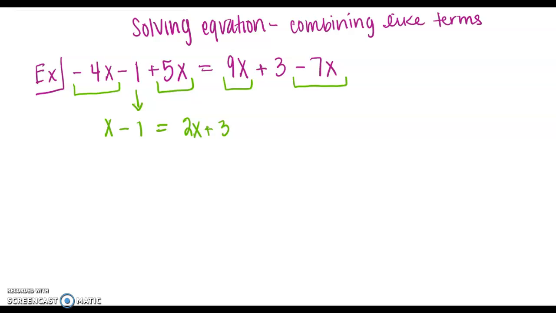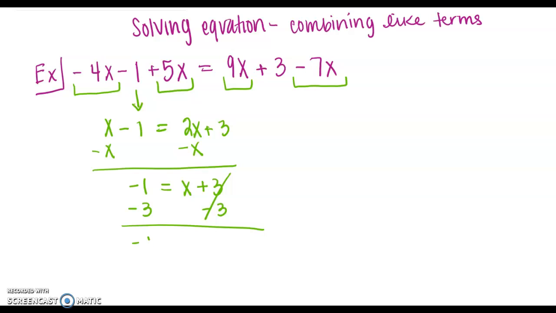So my goal is to move all the variables over to one side and all the numbers over to the other side. So I'm going to subtract the x over. So I'm going to bring down the negative 1 equals x plus 3. And then I'm going to move over that 3 to the other side, so I have to subtract it. So x is equal to negative 4. And then remember, you could check your answer by plugging it back in.